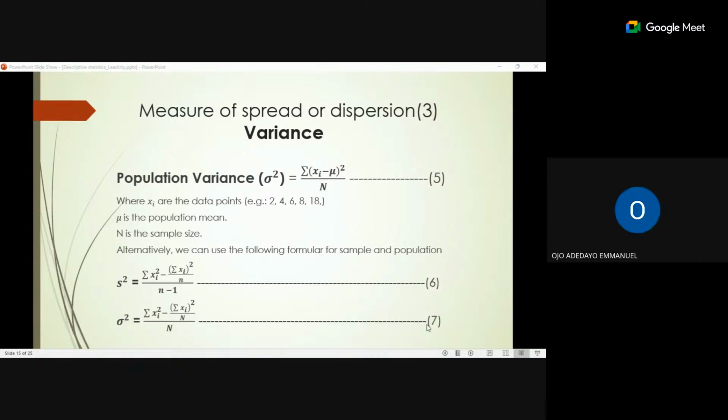Okay. Let me take you there, please. Now look at this. Now I want to use equation 5. Let's mute our mics and let me explain this, please. We want to use equation 5.